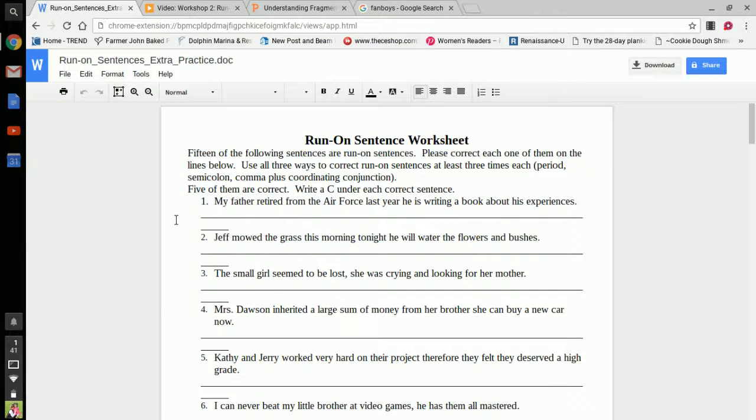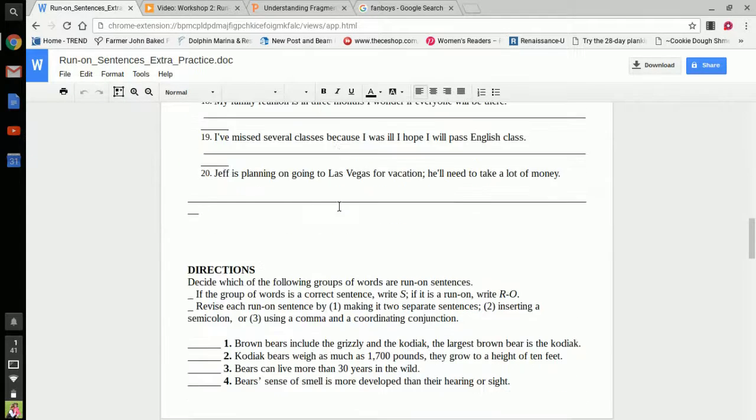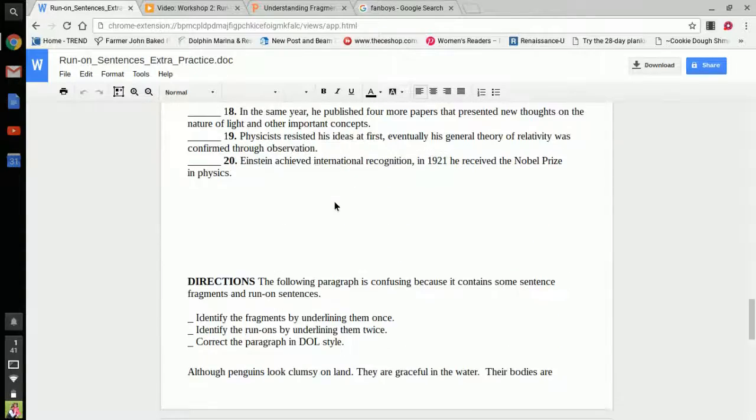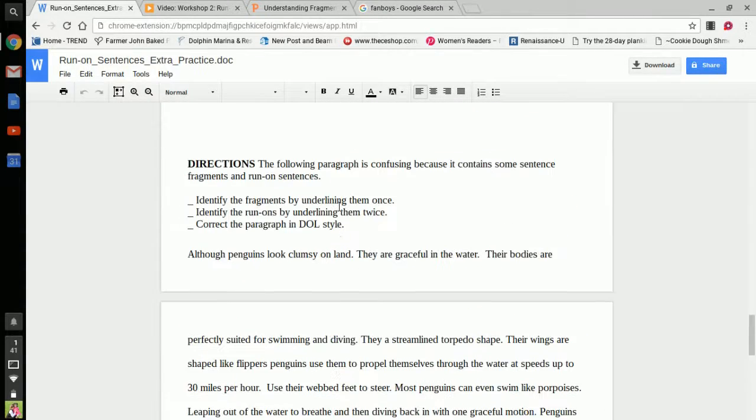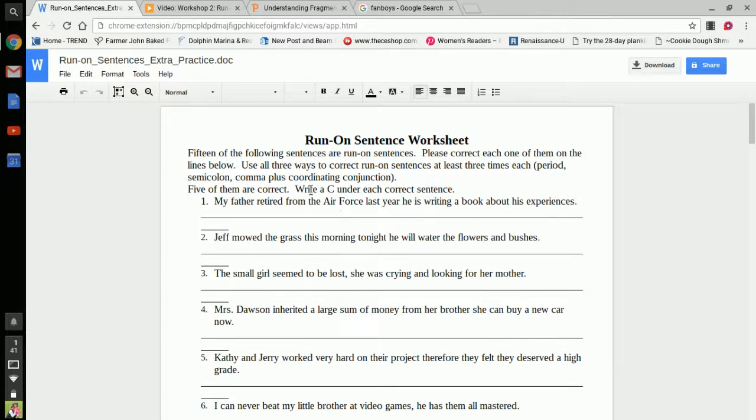Now, this is what you are going to see on your exercises that you need to get done for Thursday's class. So this is a run-on sentence worksheet. Notice I'm not going to have you do fragments. I don't think that this one has fragments in it. I have one that has fragments, but I don't think you need that. We'll see. But right now, let's focus on the run-on sentences worksheet.